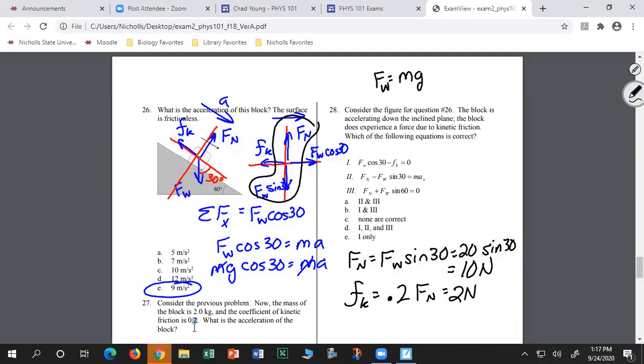So now, as I look at the sum of the forces in the x direction, that's going to be Fw cosine 30 minus Fk is equal to max. Can y'all see? You can sort of see this? I'll try to stay on the white. So that's going to be 20 cosine of 30 minus 2 is equal to, the mass is 2 kilograms times ax, and I'd solve that for ax.